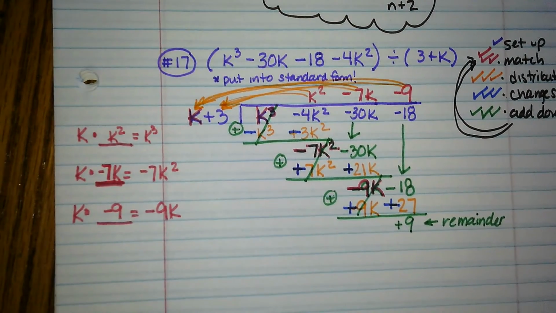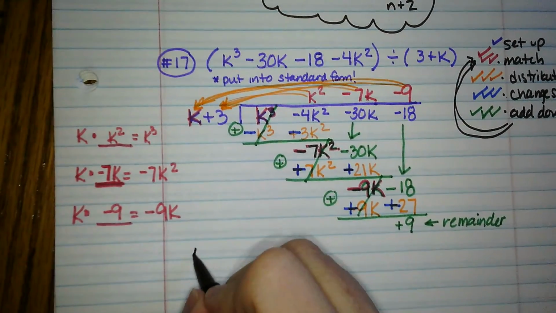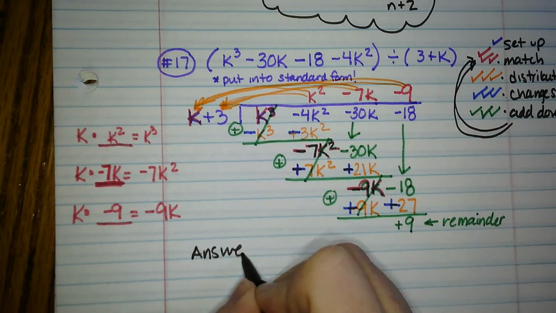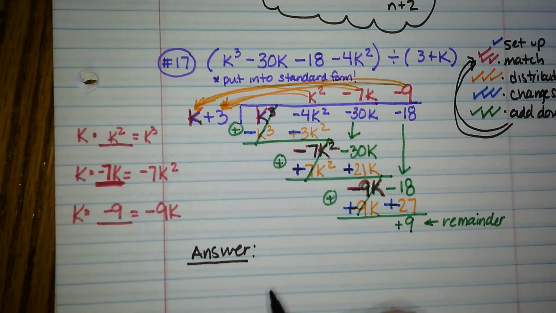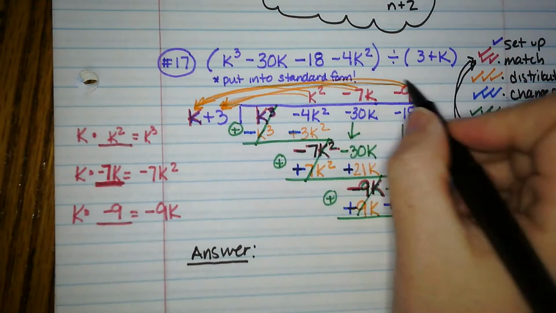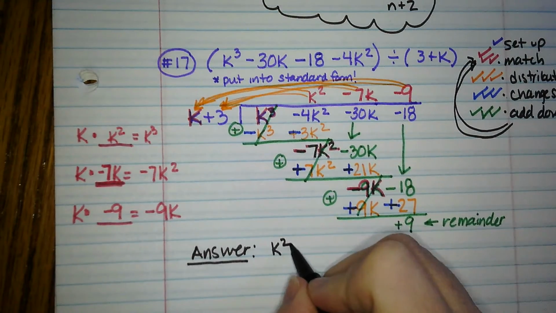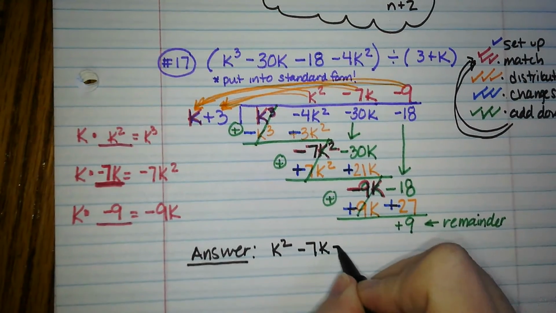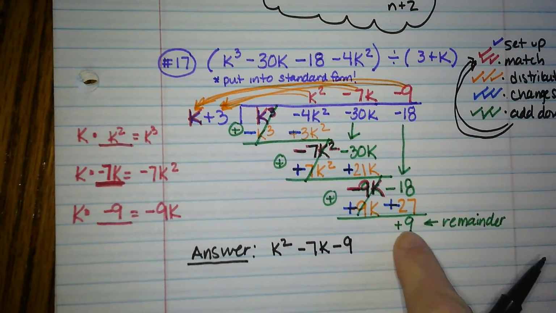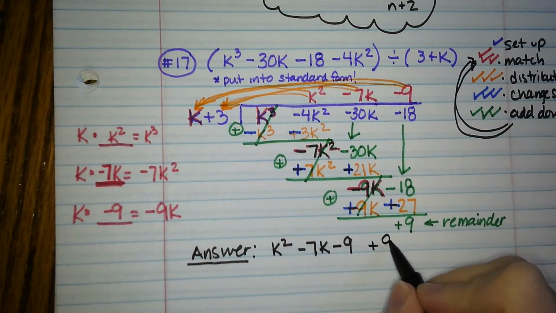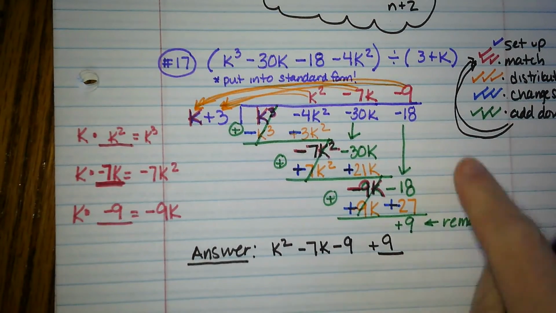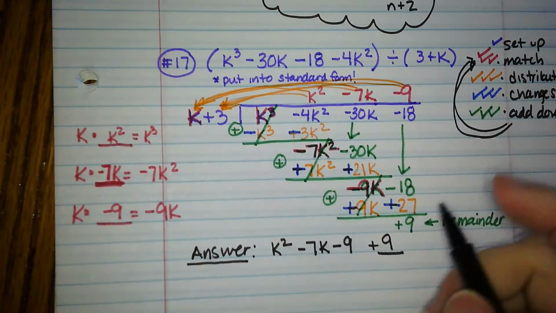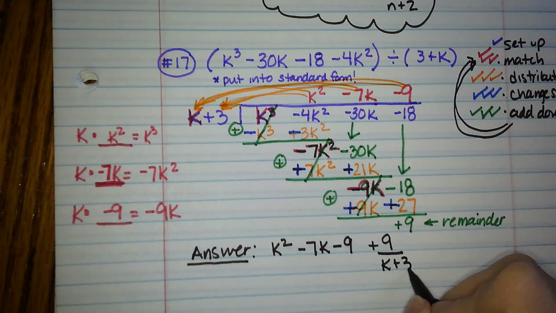I'm ready to write my answer. And my final answer to number 17's question is whatever's on top, k squared minus 7k minus 9 with the remainder plus 9 over what you divided by, k plus 3.